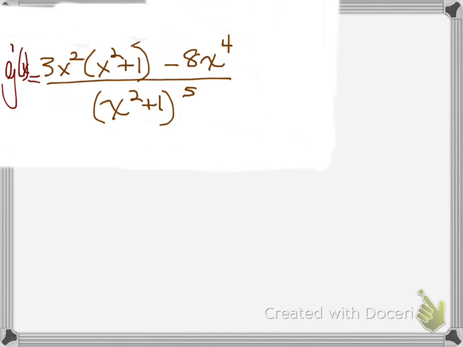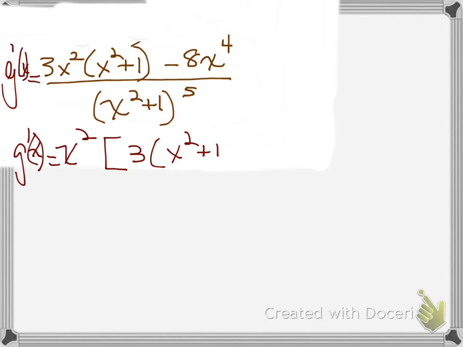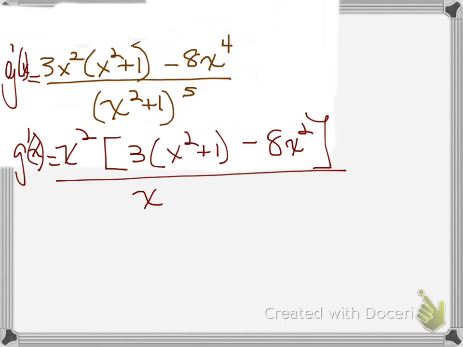Alright, so look at your numerator only. And I'm seeing that I have an x squared in common. So I'm going to say g prime of x equals, so I'm going to take out an x squared, and then I'm going to do greatest common factor factoring again. So I'm going to have a 3 times x squared plus 1, and then minus 8x squared, all over x squared plus 1 to the 5th.